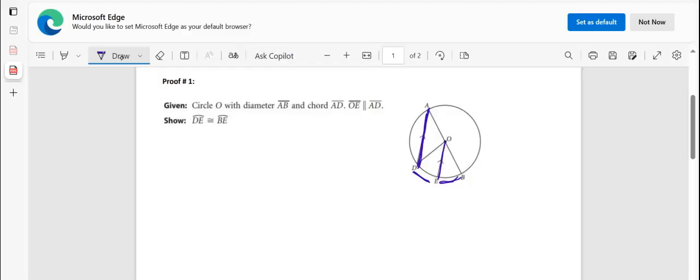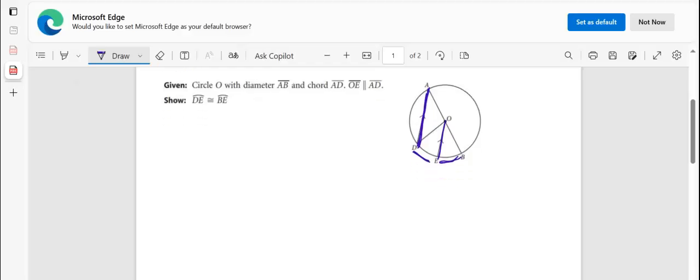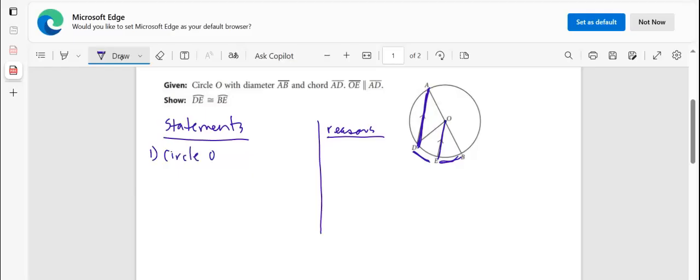As with any proof, we start off with our given statements. I'm going to do a two-column proof here. If you want to transfer this to a paragraph or a flowchart proof, please feel free. You can use any proof method. So I'm going to have my statements and my reasons. All right. So I'm going to start with circle O with diameter AB, and that is given. And I'm going to say that segment OE is parallel to segment AD.